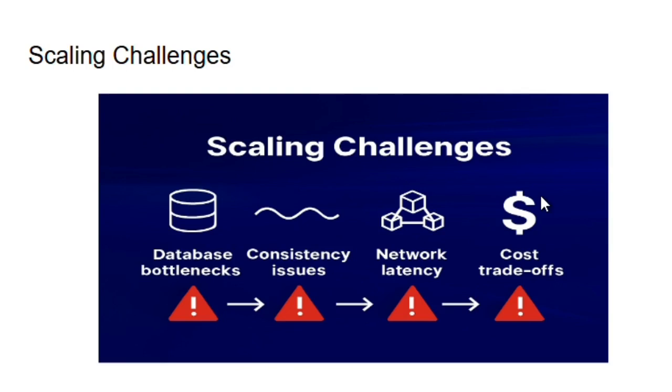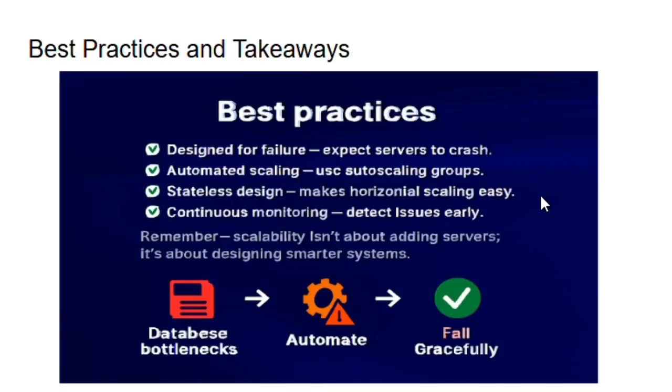Fourth, cost trade-offs. Scaling always costs more, whether it's compute, storage, or bandwidth. Smart teams monitor usage closely and scale efficiently, using auto-scaling, serverless options, or spot instances where possible. In the end, scaling is all about balance, finding the sweet spot between performance, reliability, and cost. That's what separates a good system from a great one.